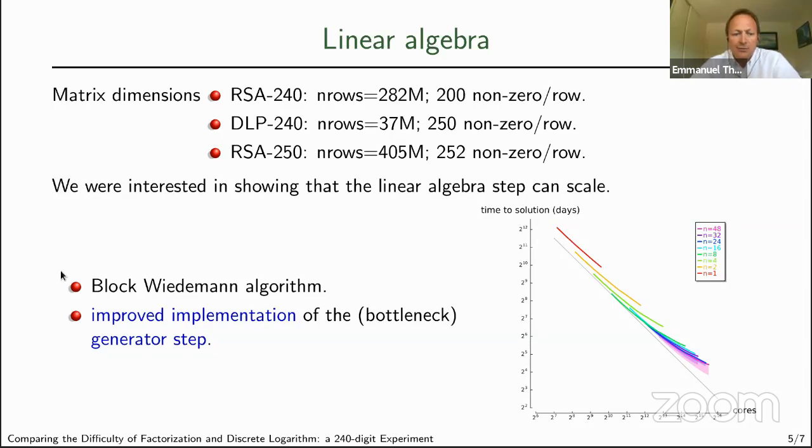And this is thanks to the use of the block-Wiedemann algorithm, and also thanks to the fact that we have an improved implementation of what we call the generator step, which is the bottleneck step in the block-Wiedemann algorithm. If I draw a picture with the time to solution with respect to the number of cores I'm using, if I have something completely perfect in terms of scaling, I have a straight line. And what we have in this context is approaching a straight line, at least until several thousands of cores. So this is something we are pretty happy with.